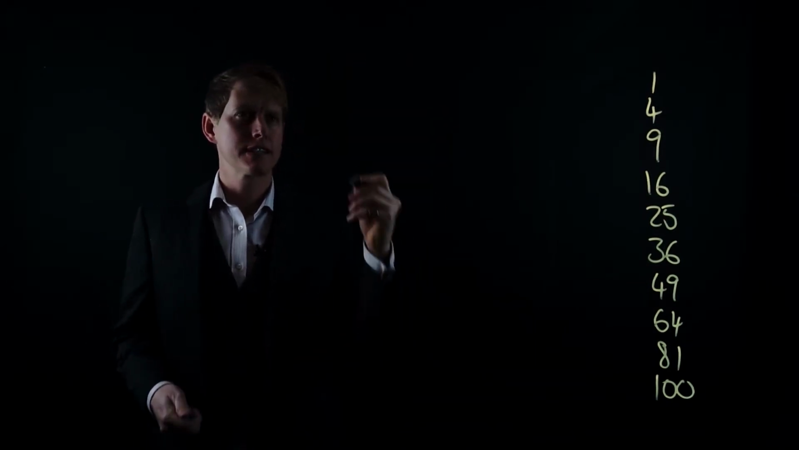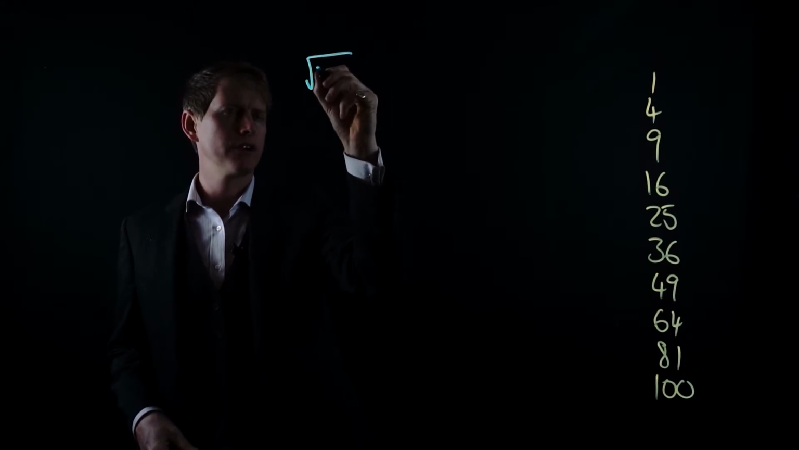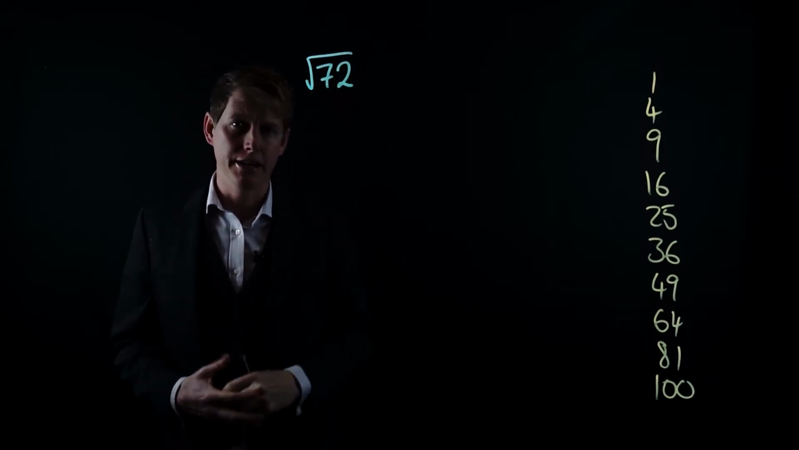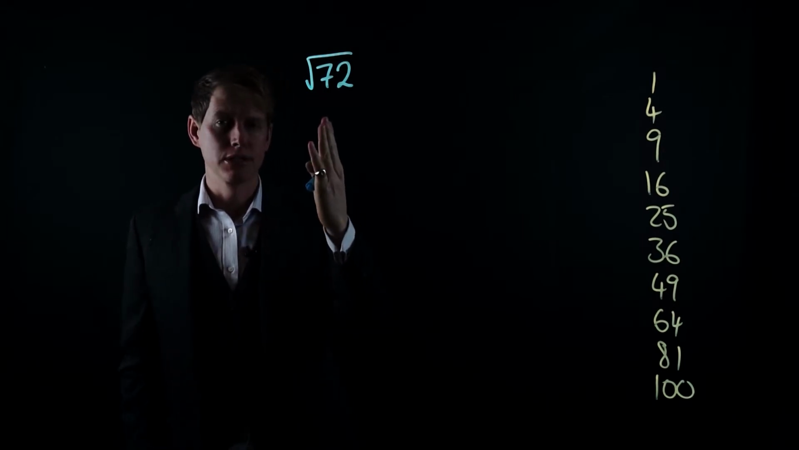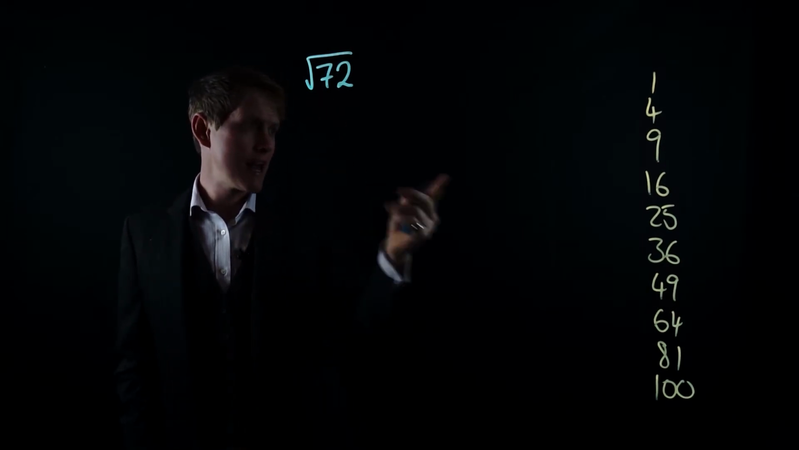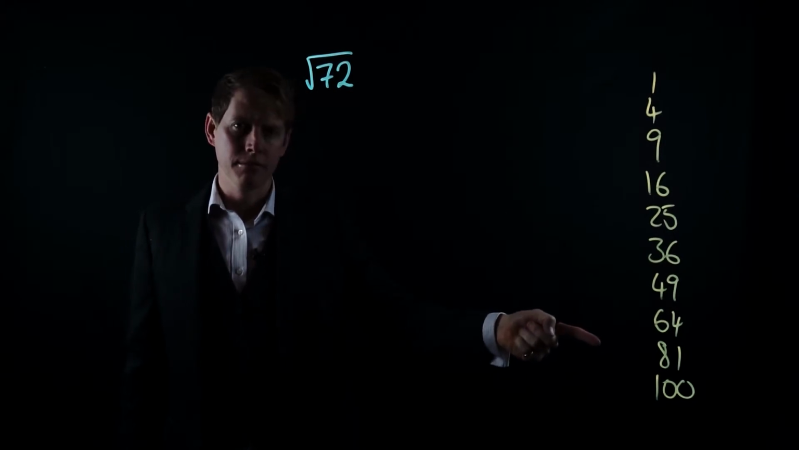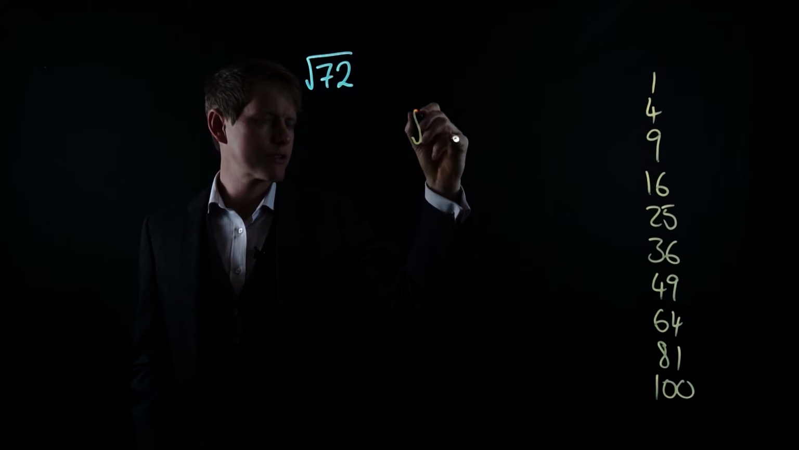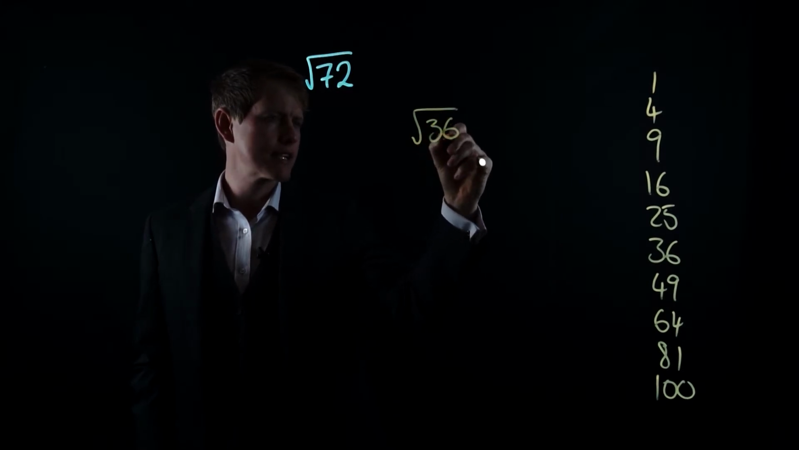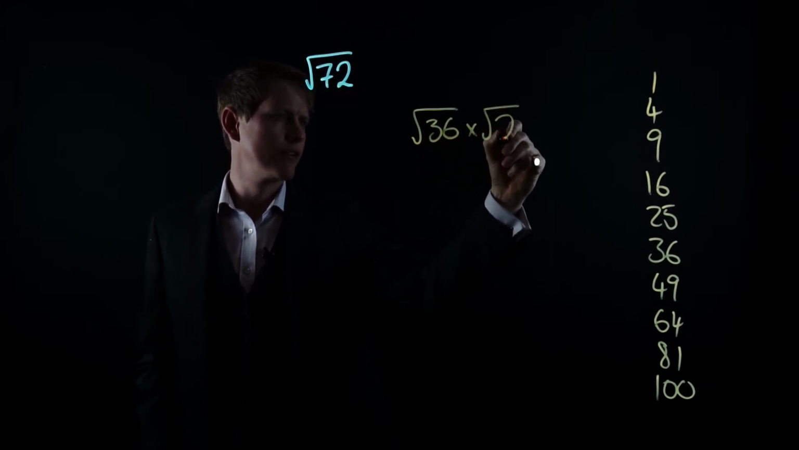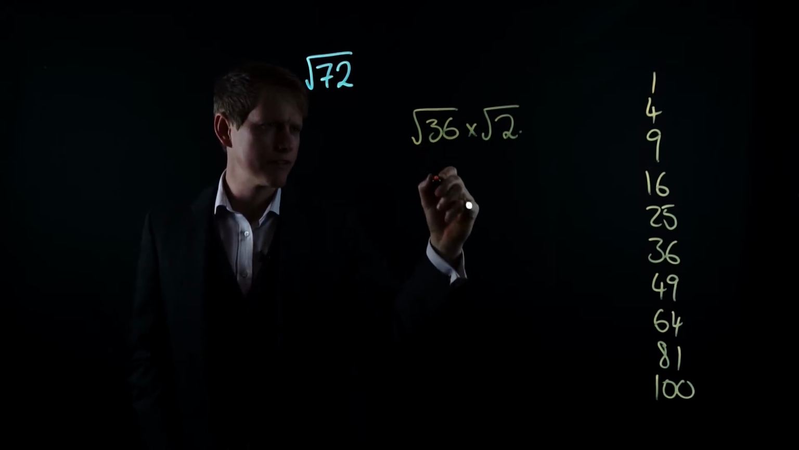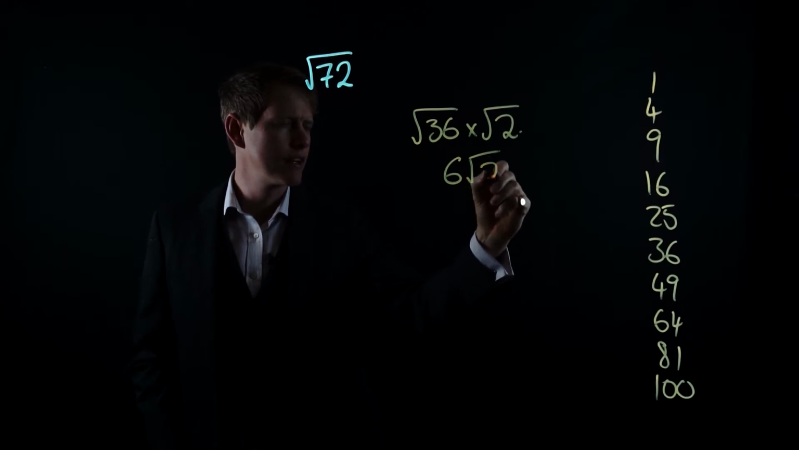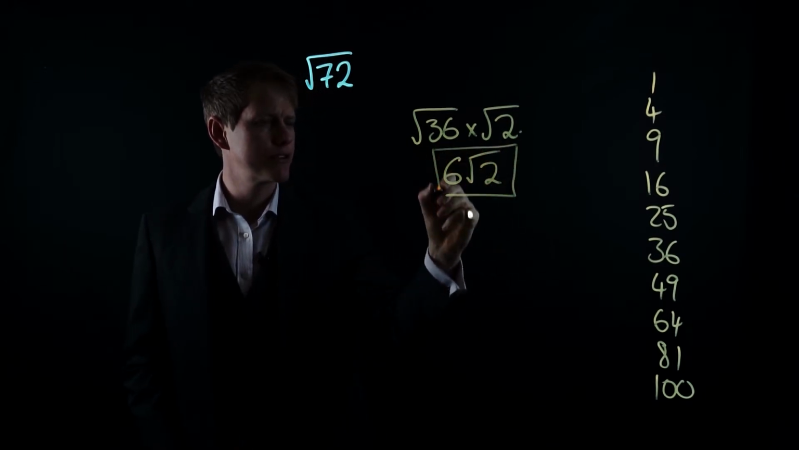Okay, so let's look at this example. The square root of 72. I'm going to try and simplify that. Well, is it a surd? Can I simplify it any further? Absolutely. I can write this as a number multiplied by one of my square numbers. I'm going to write it as the square root of 36 multiplied by the square root of 2. Okay, square root of 36 is 6. Square root of 2, I can't simplify that any further, so my answer is 6 root 2.